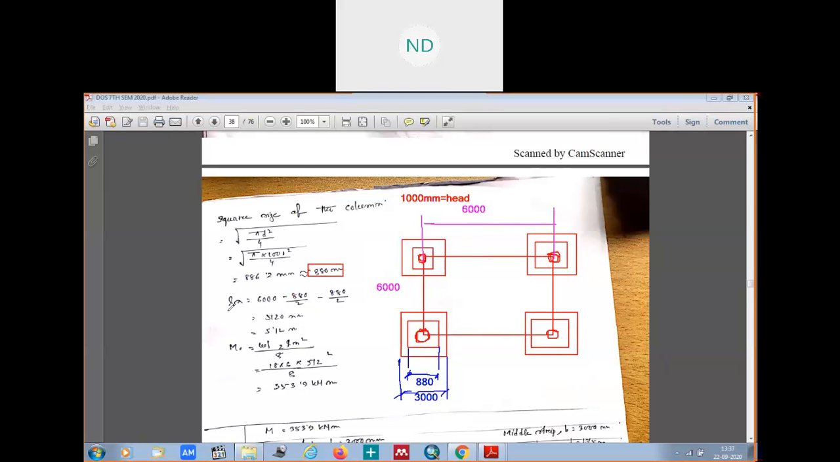Ln is your 6,000 minus 880 by 2, 880 by 2. That means nothing but 6,000 minus 880. You can directly subtract. So how much is it? Your ln is 5120.